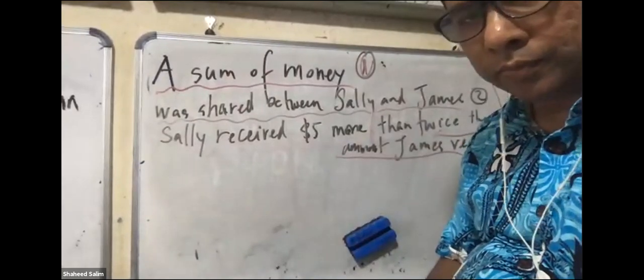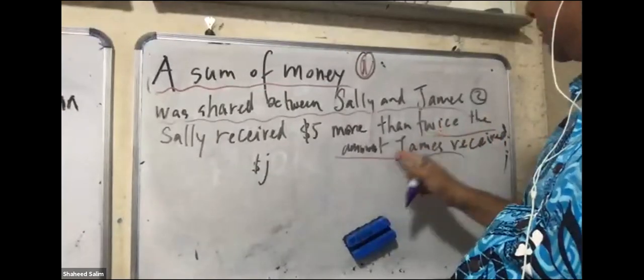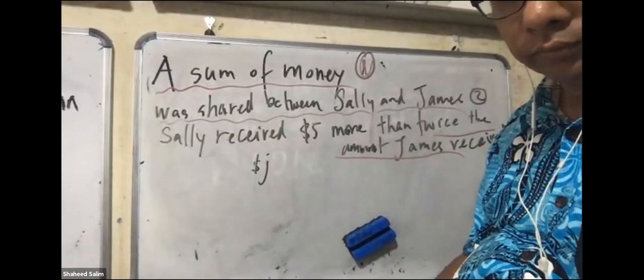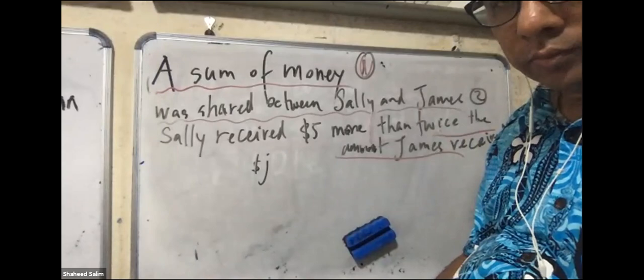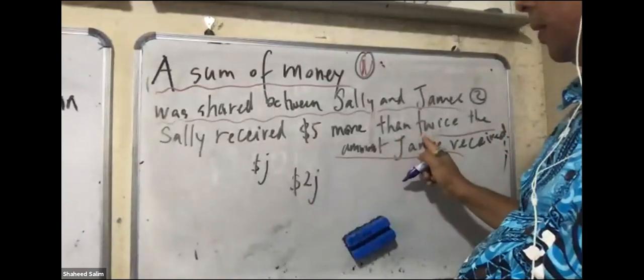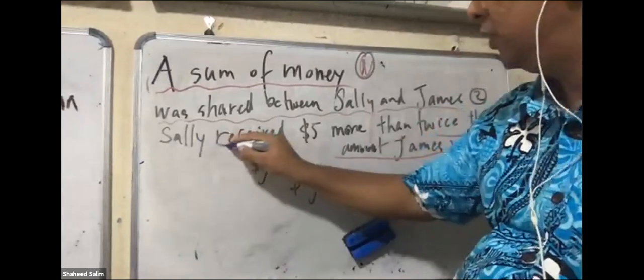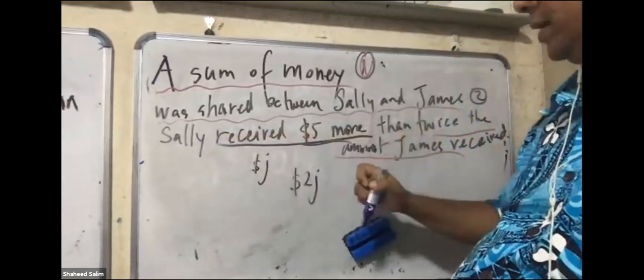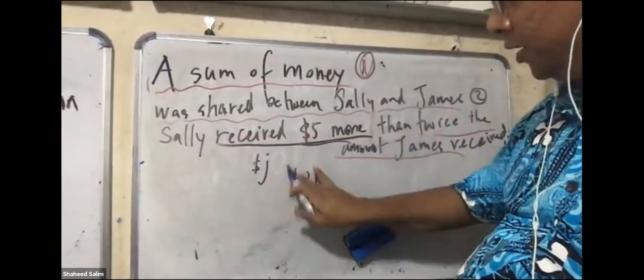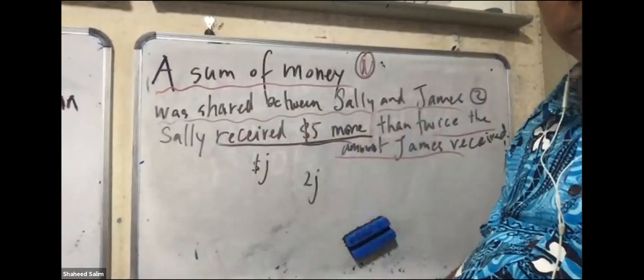How many dollars, sir? J. $J, no. So what is twice the amount James received? 2J. 2J, good. 2J is twice the amount. But Sally did not receive that. She received $5 more than 2J. How much is it? $5 more than 2J. 2J plus 5. Plus 5. Like that lah.